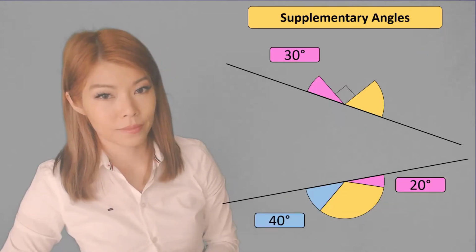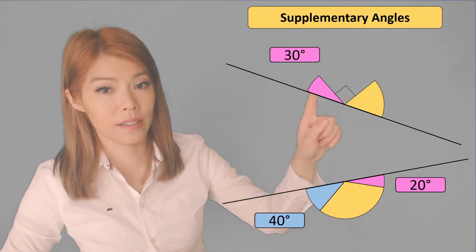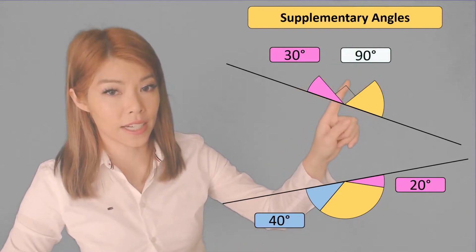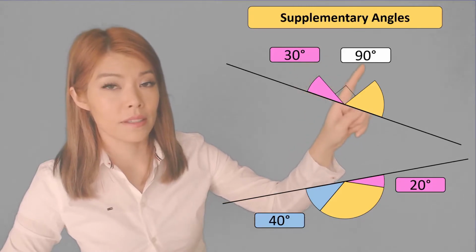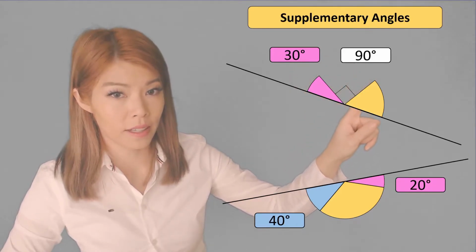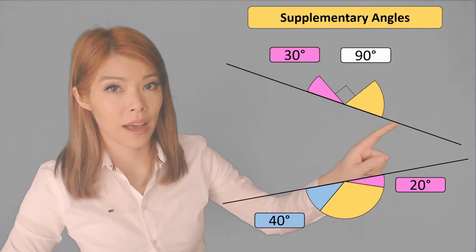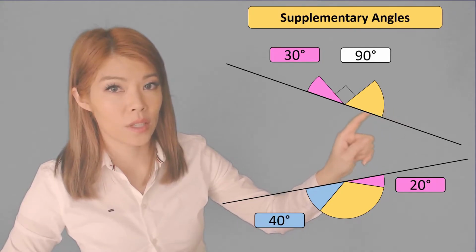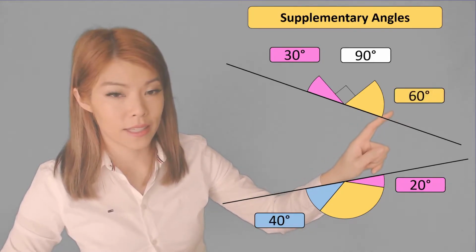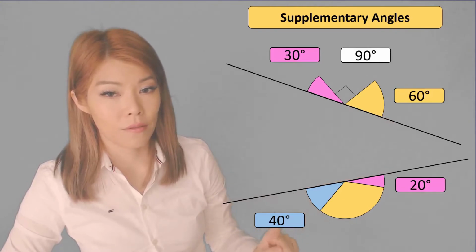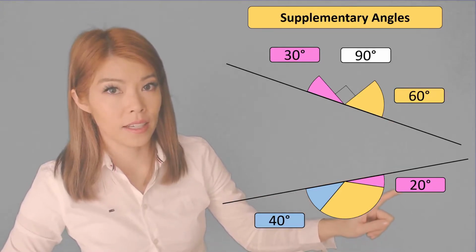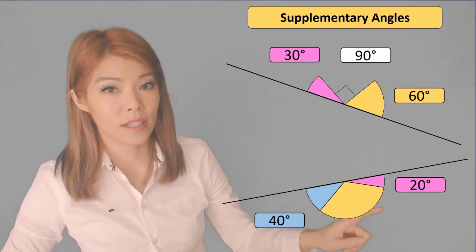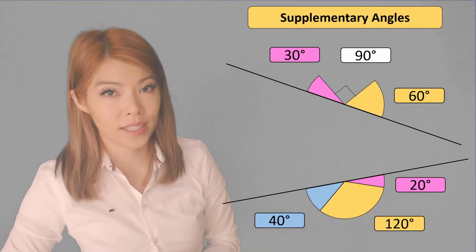Here we have 30 degrees, a right angle, which is 90 degrees. So 30 plus 90 is 120. So what's left over? We have 180 take away 120 is 60 degrees. Down here we have 40 and 20, which is 60. So 180 take away 60 would be 120 degrees.